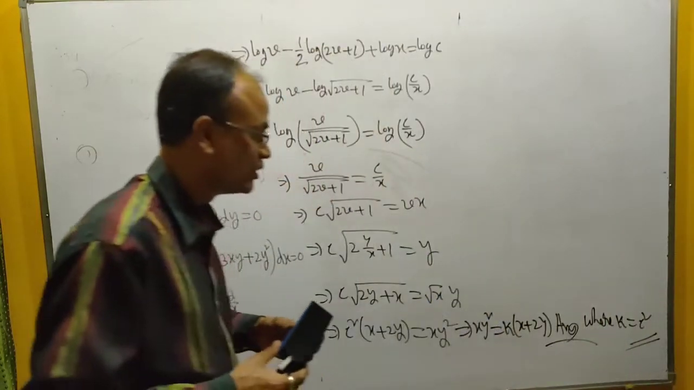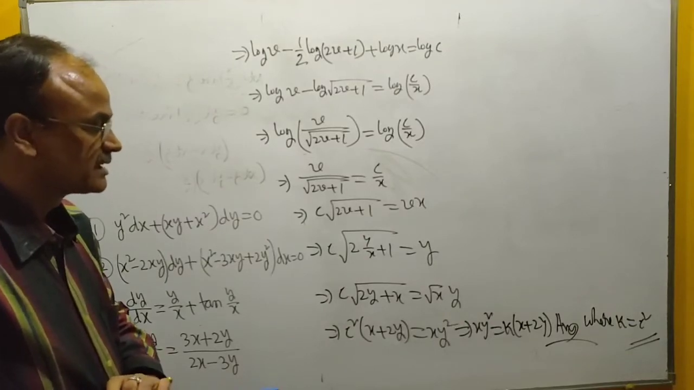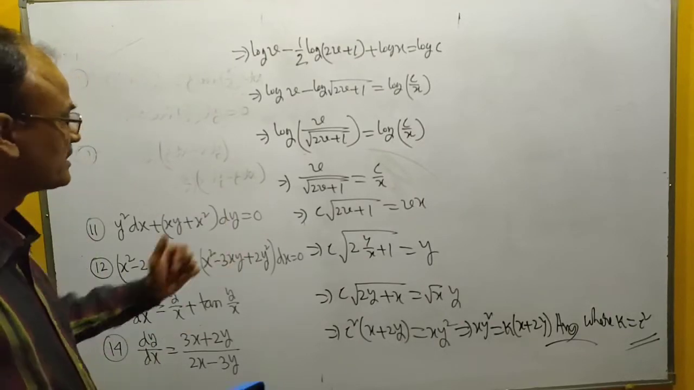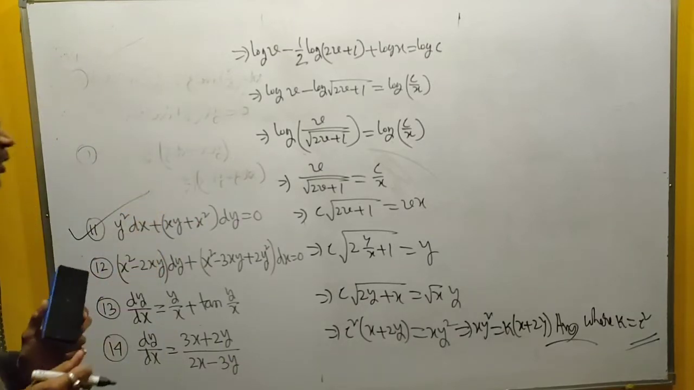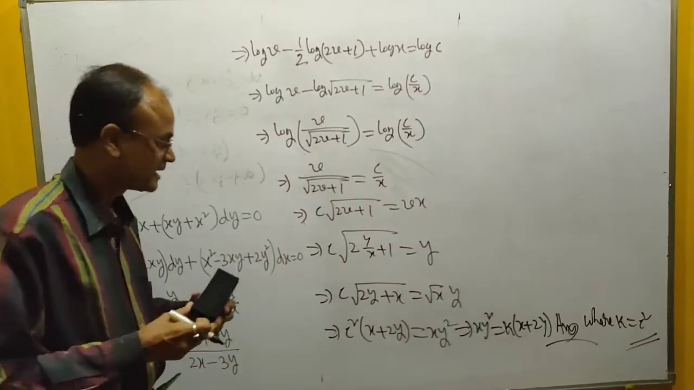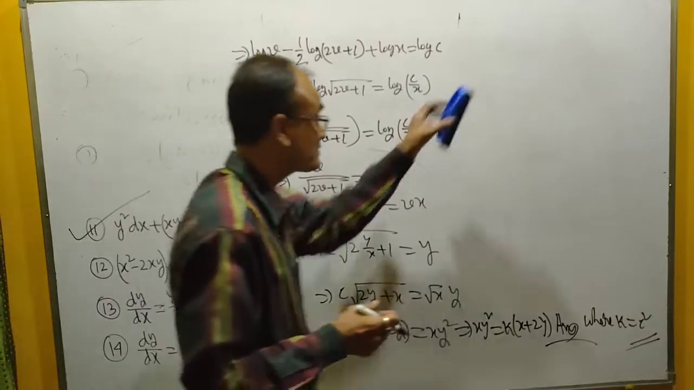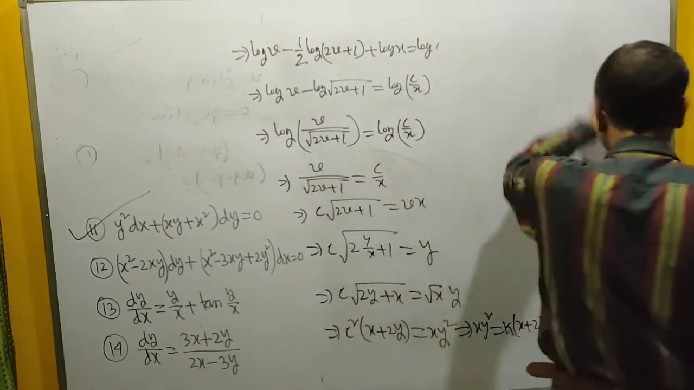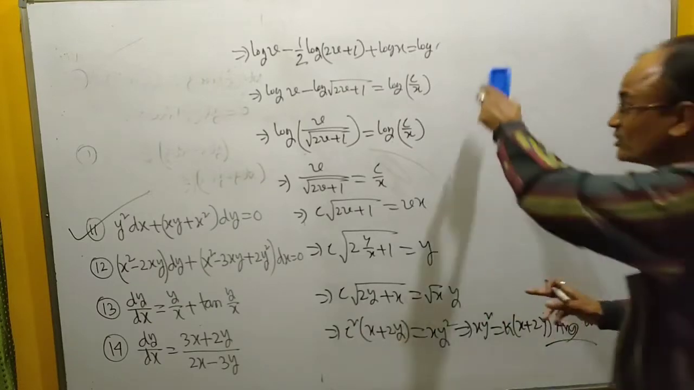K equal to c square, x y square equal to k times of x plus twice y. Therefore we have solved question number 11 also. Now, let us come to solve question number 12, this one.